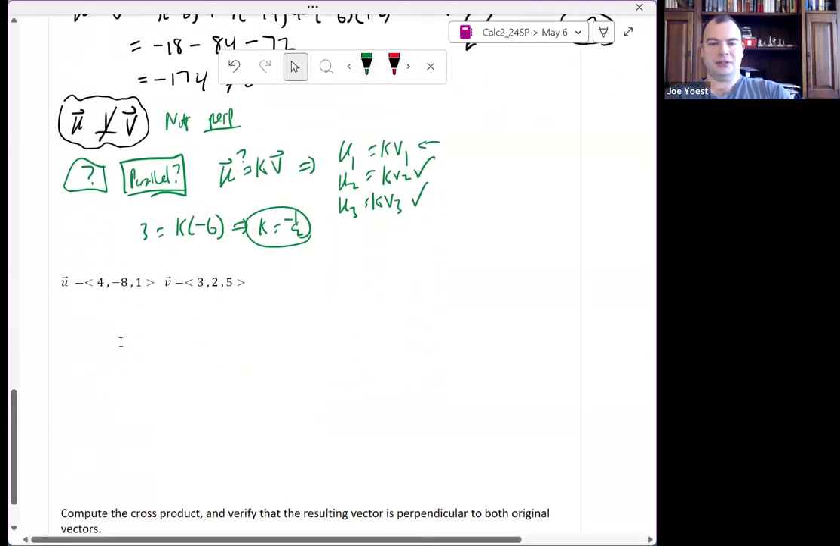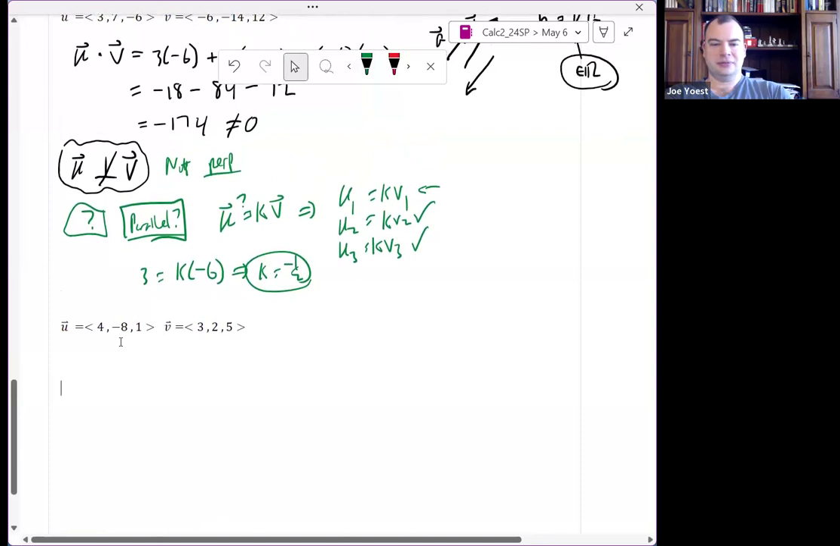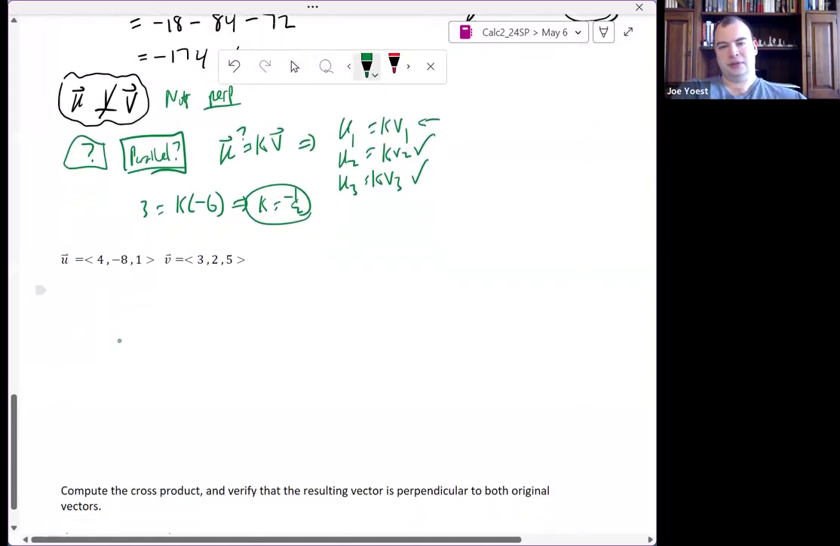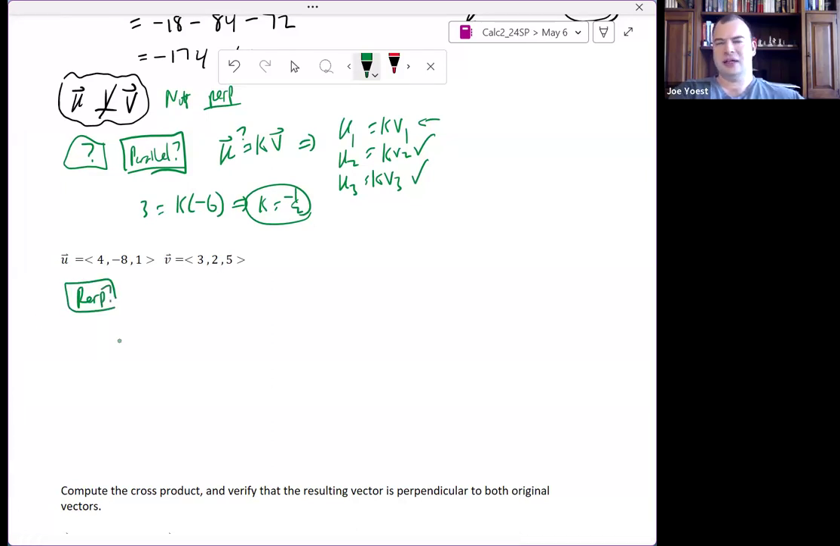And then for my third example down here, are these perpendicular or orthogonal? I think we usually use perpendicular in 2D and orthogonal otherwise, but I'm not being super careful with those two words here. Are these perpendicular? Are they orthogonal? Is their dot product 0?